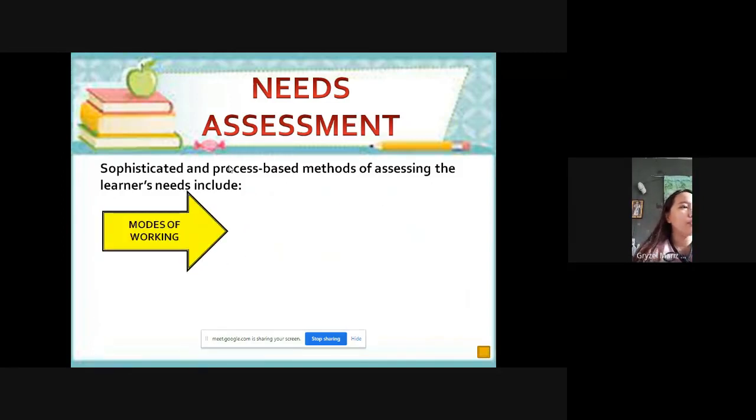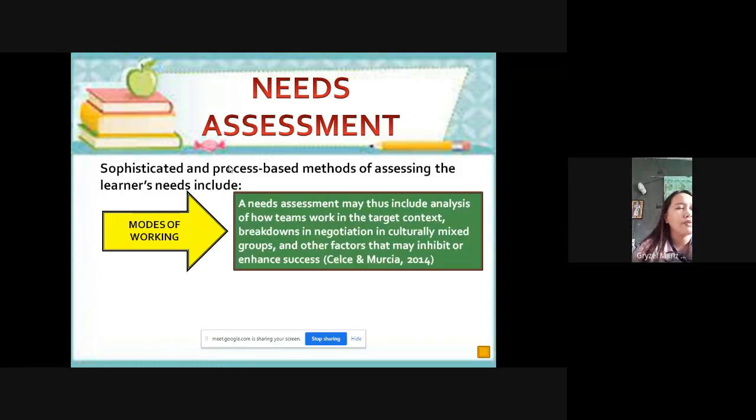Next will be modes of working. A needs assessment may thus include analysis on how teams work in target content, breakdowns in negotiation in culturally mixed groups, and other factors that may inhibit or enhance success. Cells and Marsha, 2014. In this one, we can see how teams work in a target content.